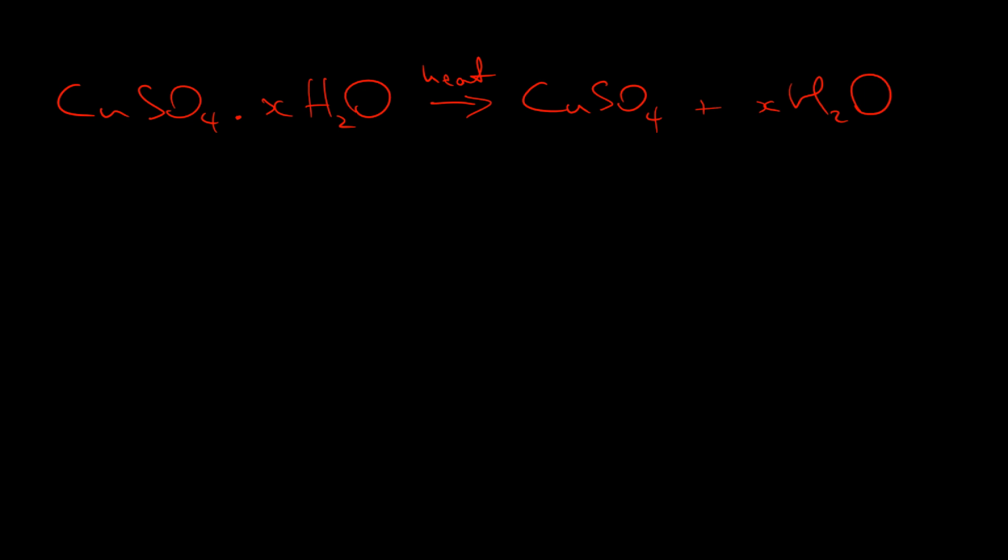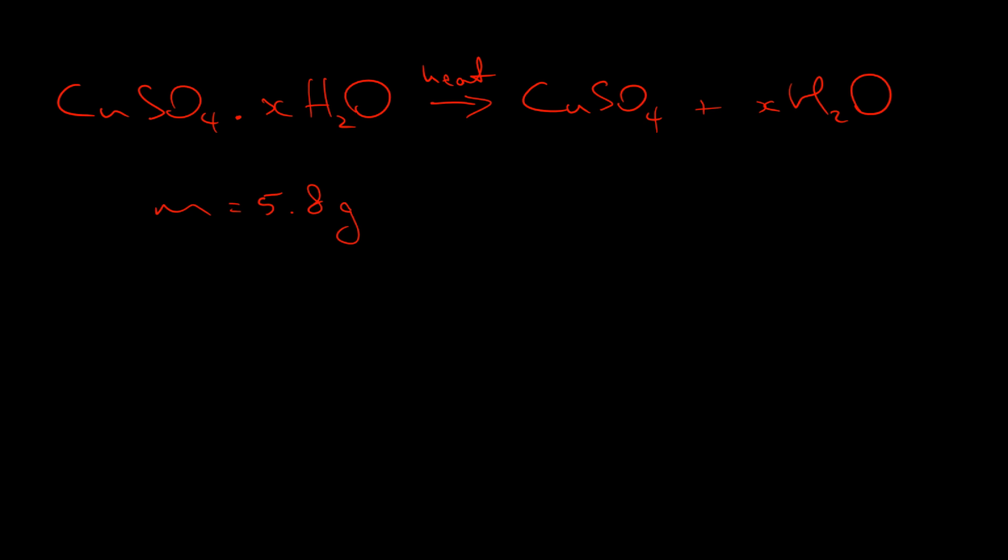Let's see. Now, we weighed some stuff at the start. We had a crucible and a lid and some of the hydrated copper 2 sulfate, and that had a mass of 32.1 grams. But just before I put the salt into the crucible, I weighed just the crucible and lid, and that had a mass of 26.3 grams. So that tells me that my mass of the hydrated salt, if I just take my 26.3 away from my 32.1, was 5.8 grams of the hydrated salt.